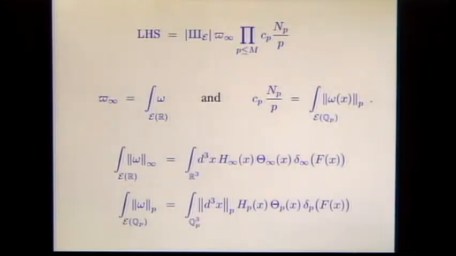So I've just told you that the real period is the integral of this invariant differential. That's the integral over here. It's a standard thing found in textbooks. I could prove it, but it's a standard thing that this quantity here, c_p n_p over p, is the integral of the one-form, or the p-adic analog of that, over E of Q_p.